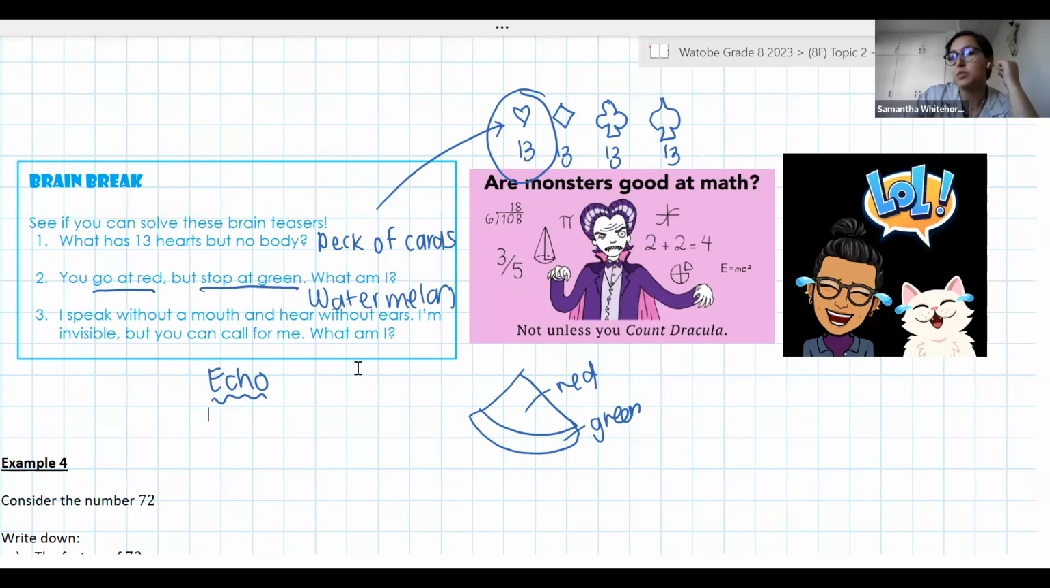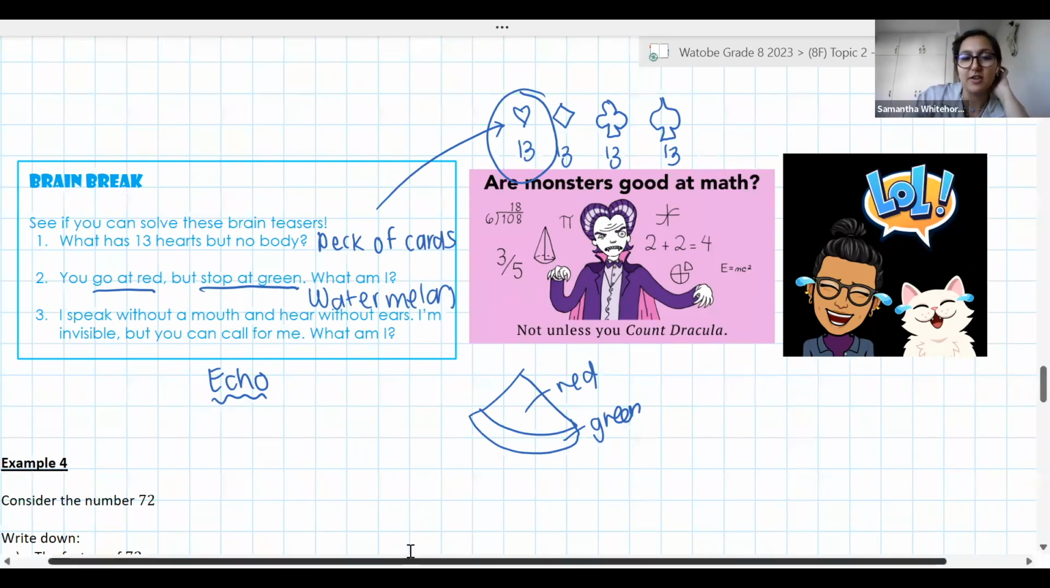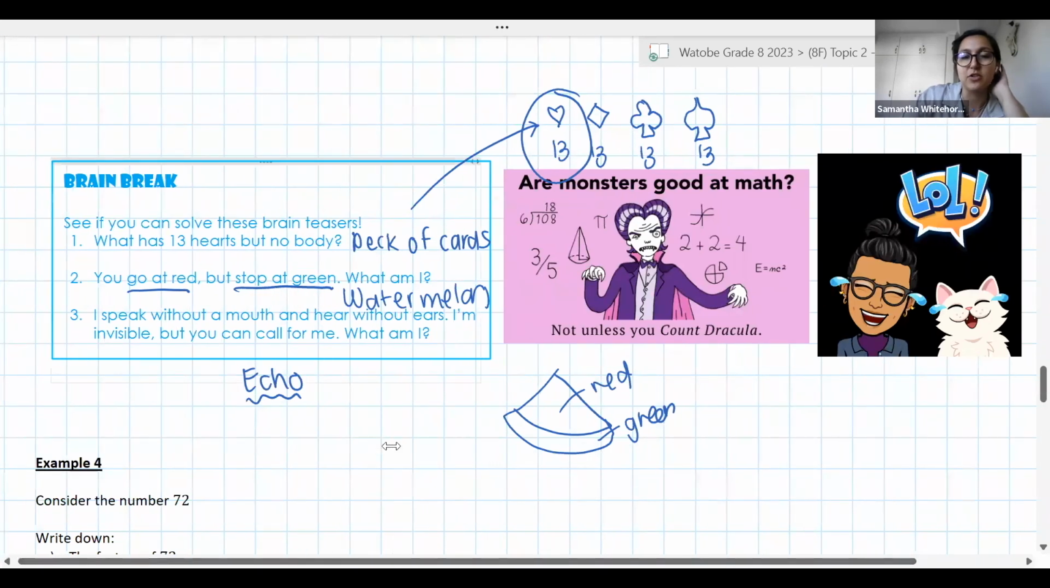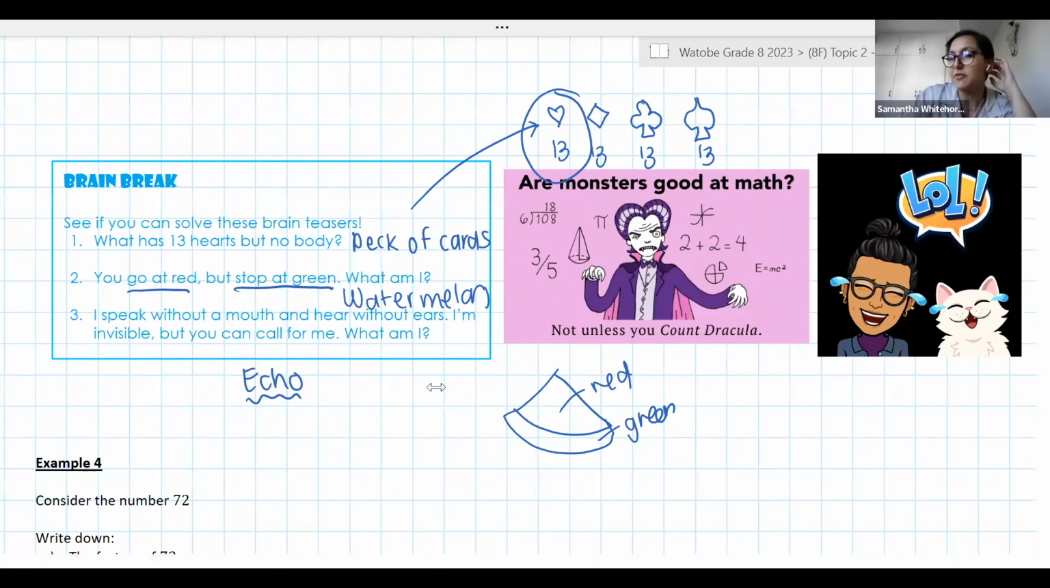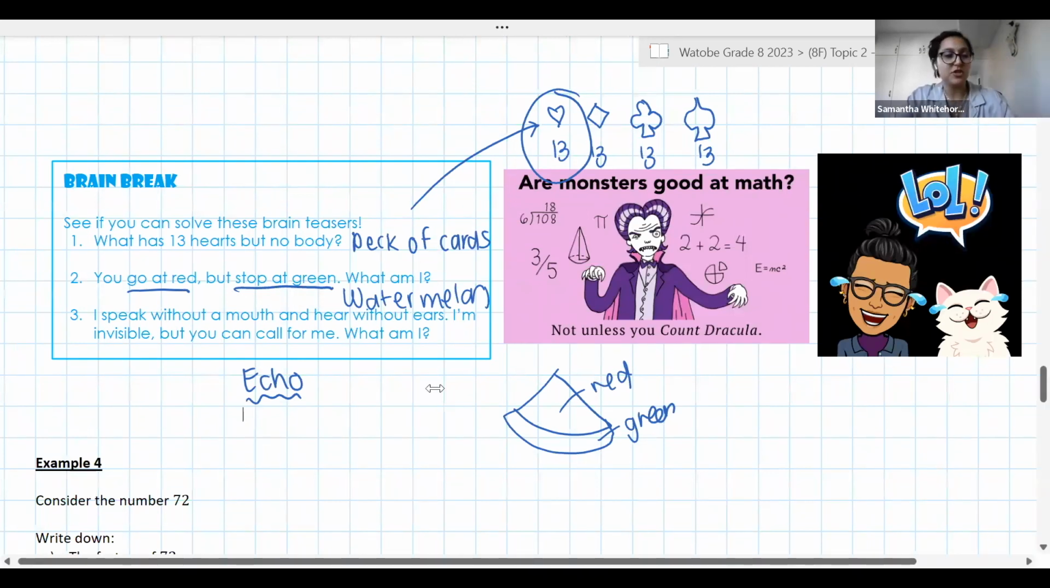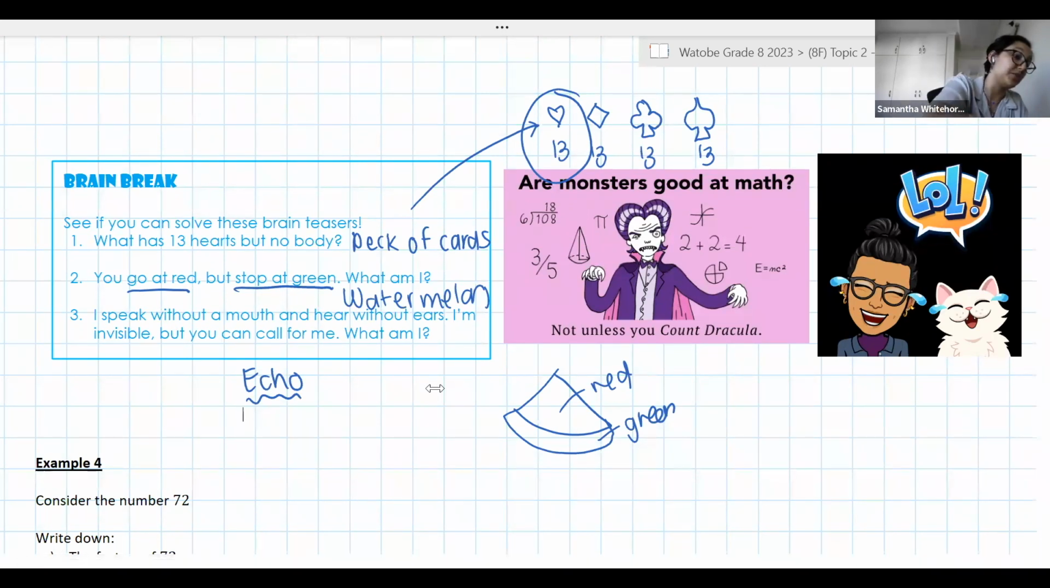Like I said, sometimes our brain break is mathy, sometimes it's not. Today I decided I didn't want to do something mathy, so we had a little brain teaser there. I'm impressed with how many of you got those. You can take a screenshot if you want, but obviously this is not the important stuff. I'm going to give you another minute to quickly stretch, and then I'm going to scroll up to continue with some examples.